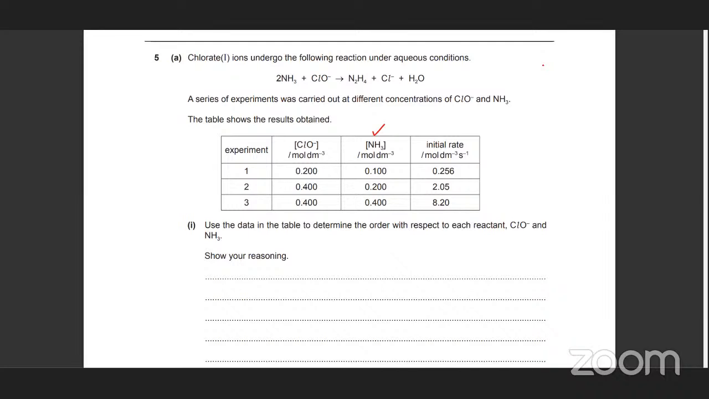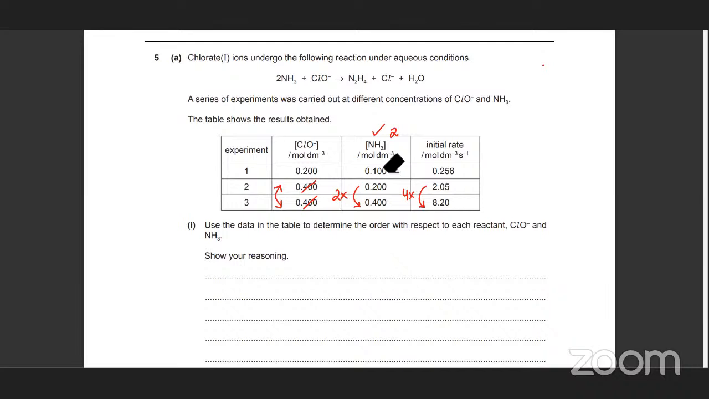Because if you look at experiments 2 and 3, if you compare these two experiments, then you would notice that ClO minus 1 is constant. That's not changing. Whereas NH3 में क्या फर्क पड़ रहा है? NH3 is double हो रहा है, ठीक है? NH3 is changing, it's into 2. And the rate में क्या फर्क पड़ रहा है? Rate is into 4. It's times 4. So the order with respect to NH3 is 2. ठीक है? Square की relationship है. So we figured out the order with respect to NH3.